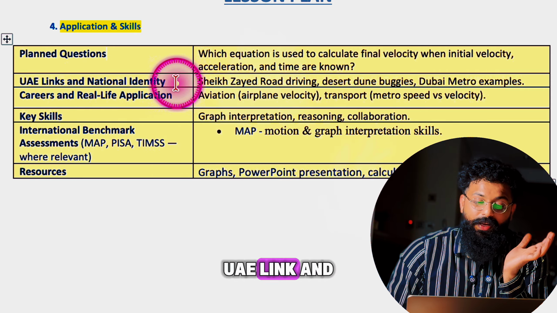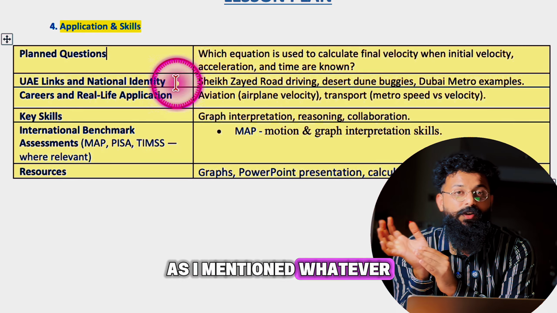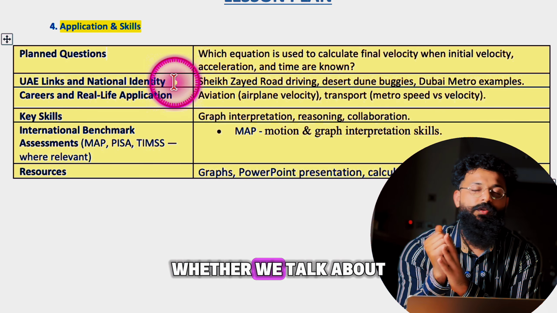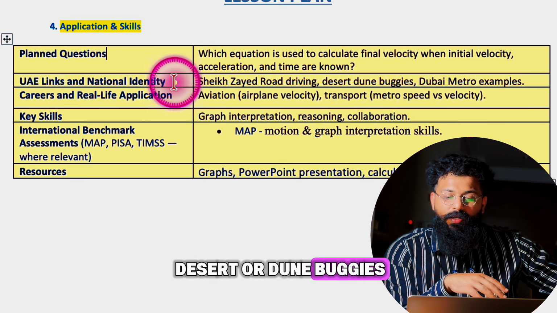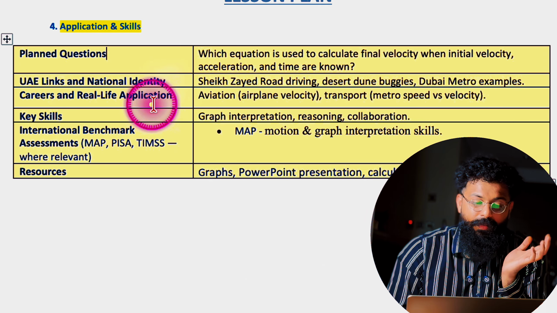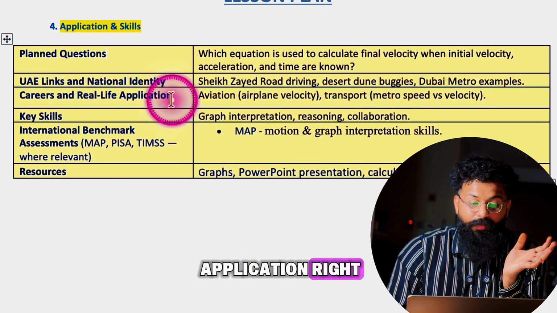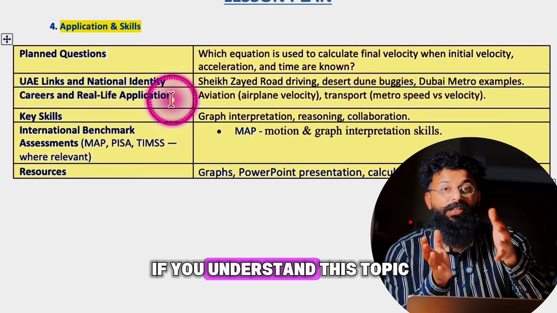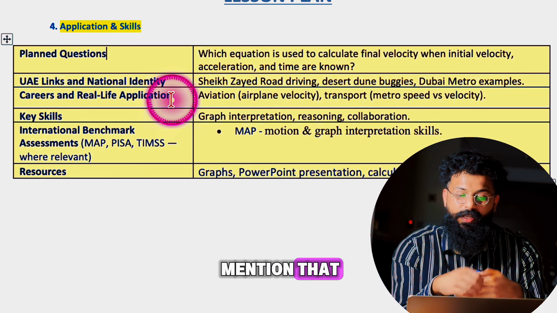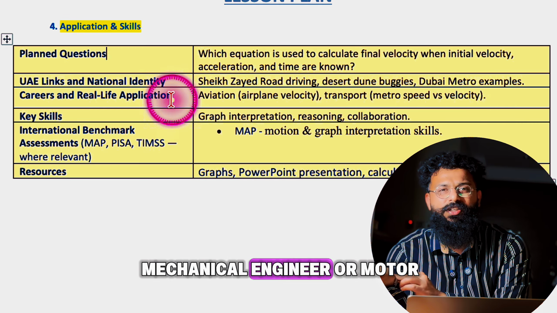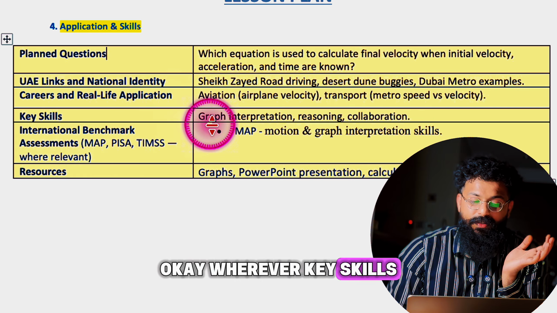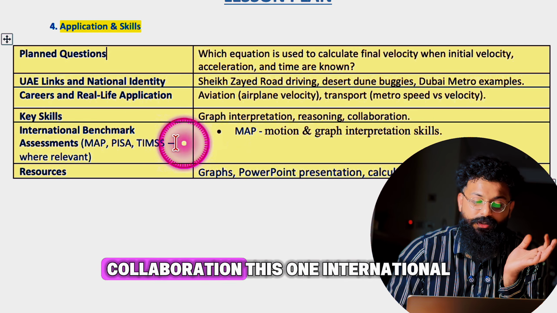Then UAE link and national identity, as I mentioned, whatever your topic is, it should be relatable. For example, for me, equations of motion, whether we talk about desert or dune buggies or we talk about Dubai Metro, all these things are basically relatable, right? Okay. Career and real life application, right? What are the careers, if you understand this topic, where you're going to use it, in which career? So you need to mention that. For example, aviation or mechanical engineer or motorsports, right? Okay, wherever. Key skills: graph interpretation, reasoning, collaboration.